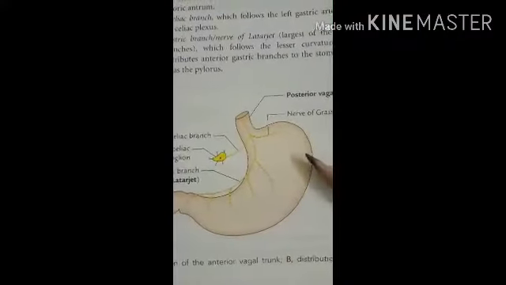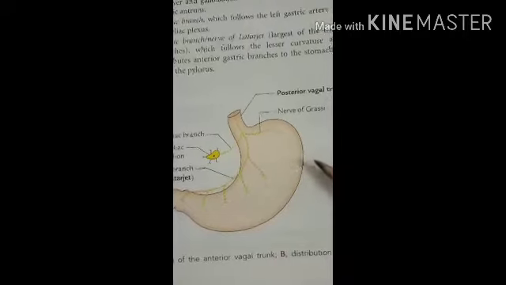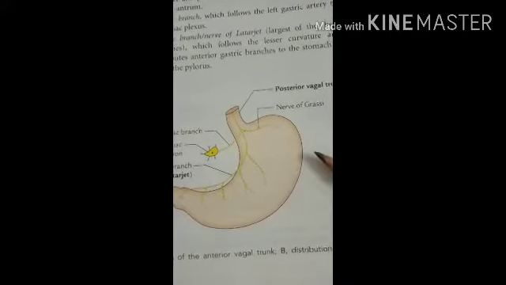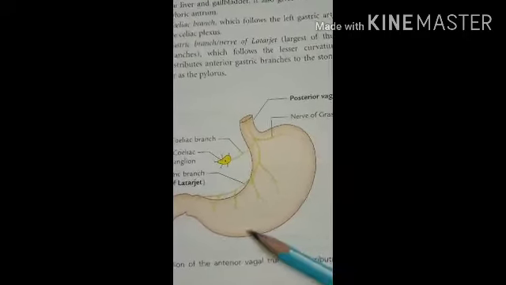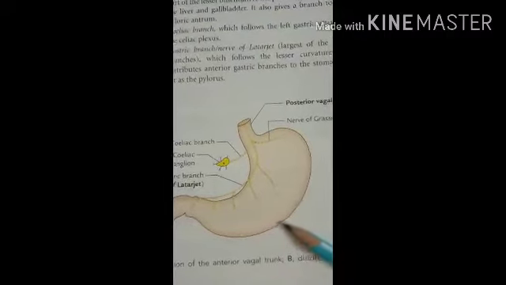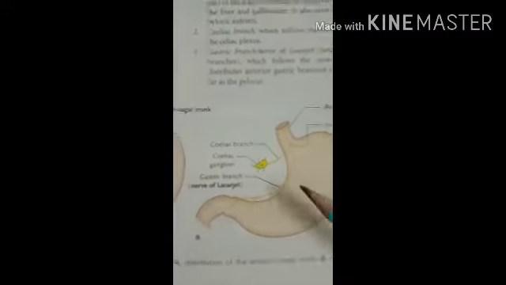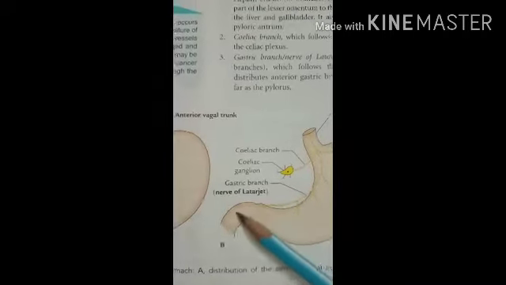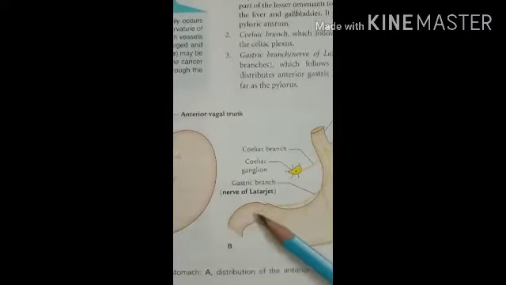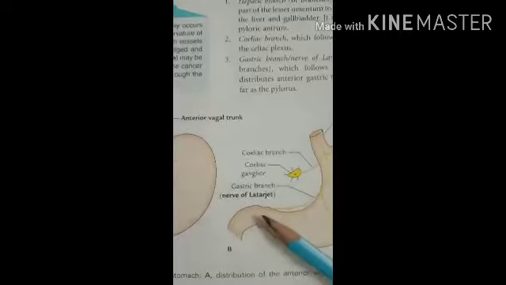So the next clinical point is gastric carcinoma. Gastric carcinoma commonly occurs along the greater curvature of the stomach, in this region. Okay? The next is the pyloric obstruction. The pyloric obstruction may be congenital or may be acquired.